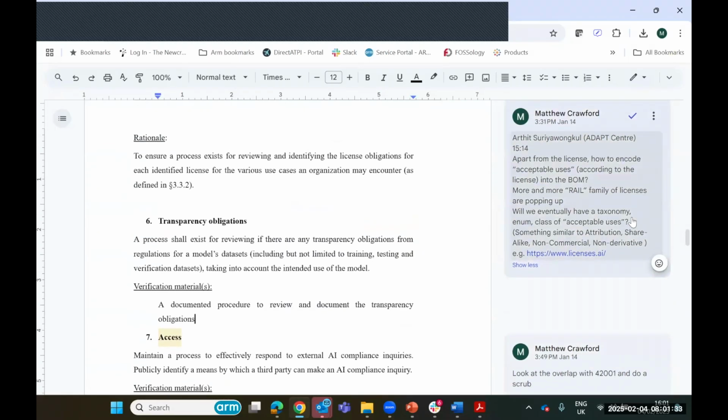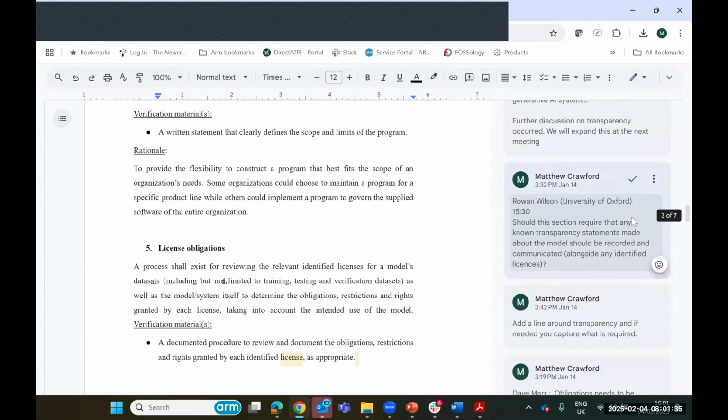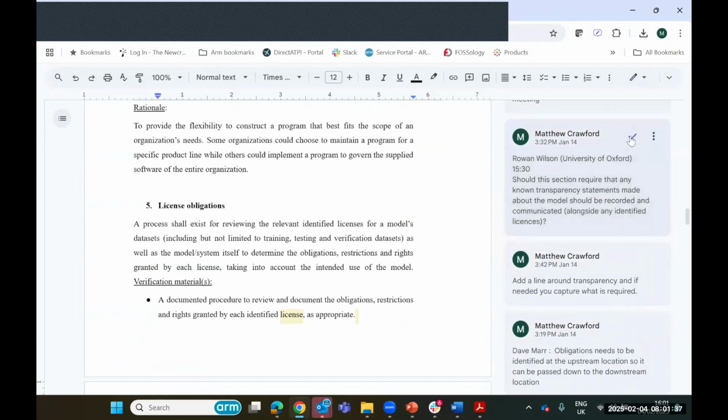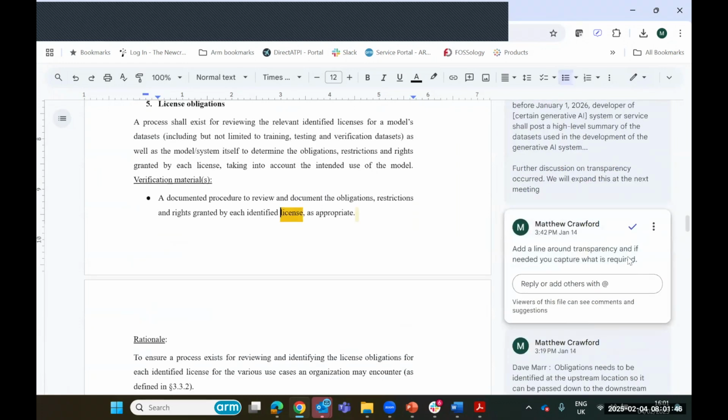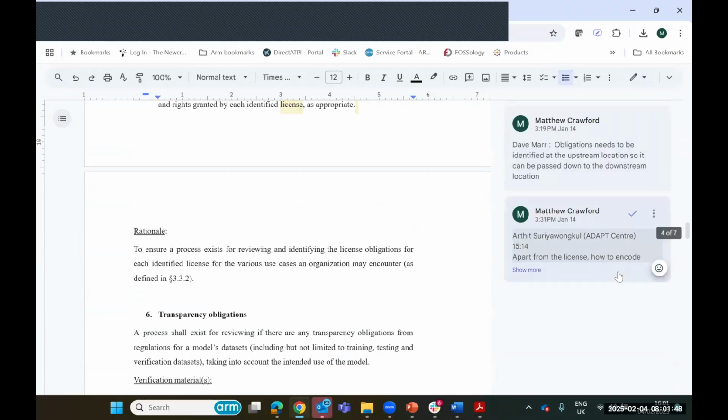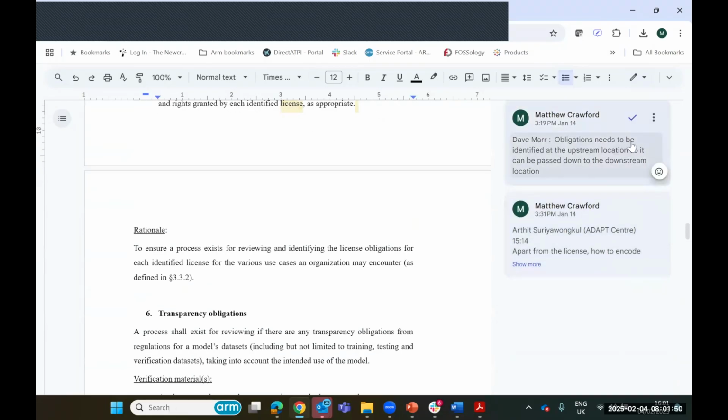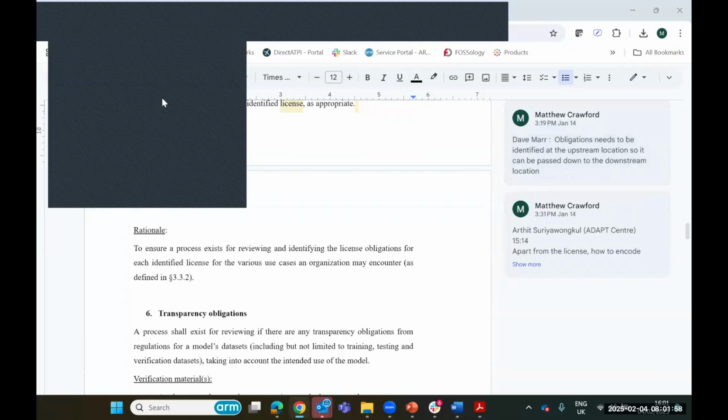So let's say we've addressed that one. Add a line around transparency, and if needed, you capture what is required. I think we've done that with the license obligation, the one below. Obligations need to be identified at the upstream location so they can be passed down to the downstream location. I think that's what we were talking about earlier on, Prasad. Dave's not on the line.